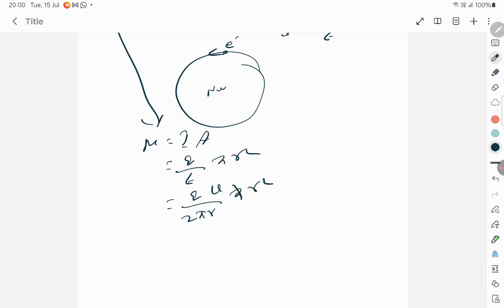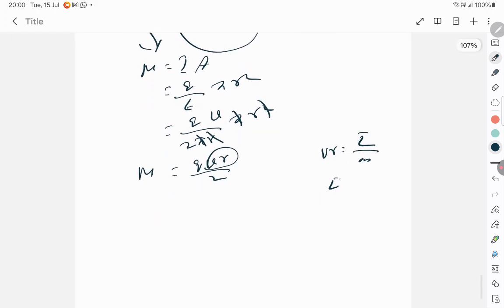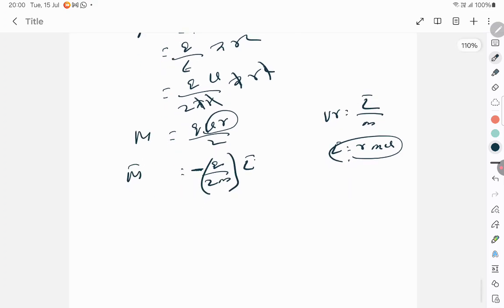Pi and pi get cancelled, r and r get cancelled. So the magnetic moment itself is Q V R by 2. You can write V R as L by M, since angular momentum is r times linear momentum. So the magnetic moment is Q by 2M times L vector, with a negative sign. Why is there a negative sign?